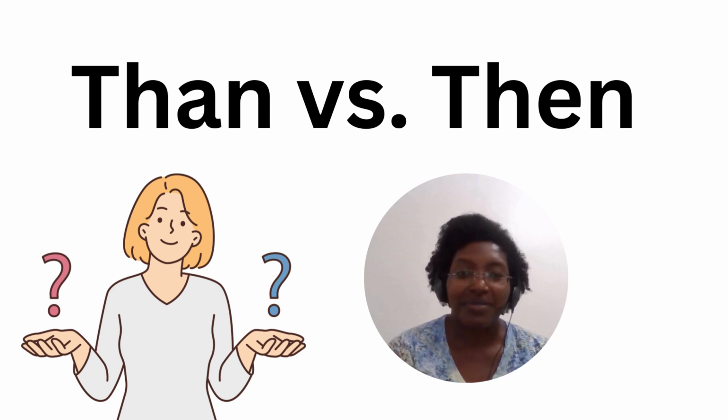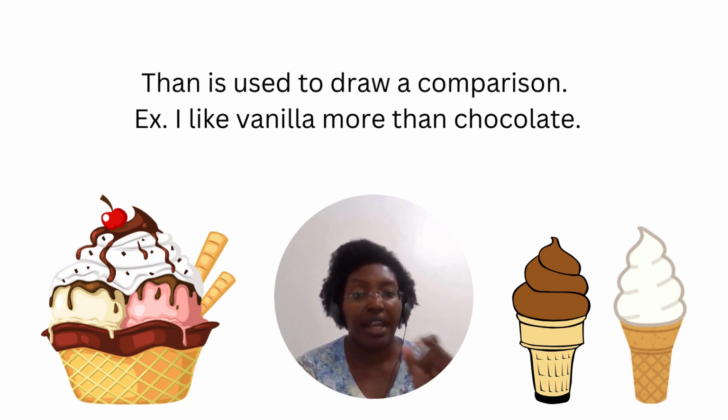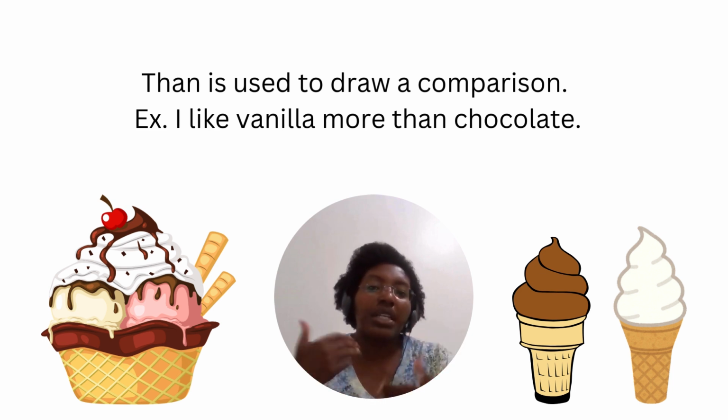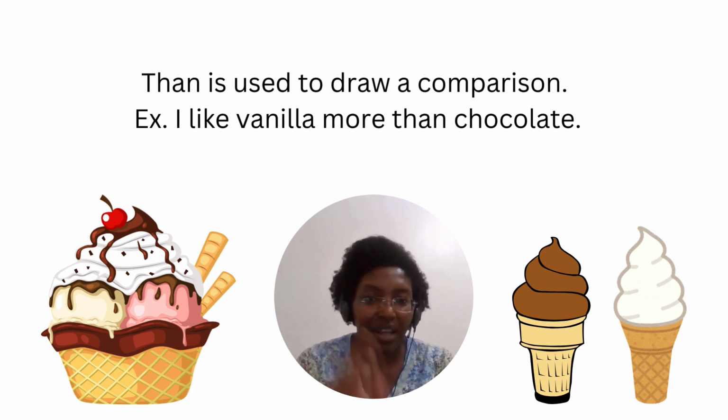Than versus then. Than is used to draw a comparison. So we're using than with an A, T-H-A-N. For example, I like vanilla more than chocolate. So when we're comparing things, we have to use than with an A.